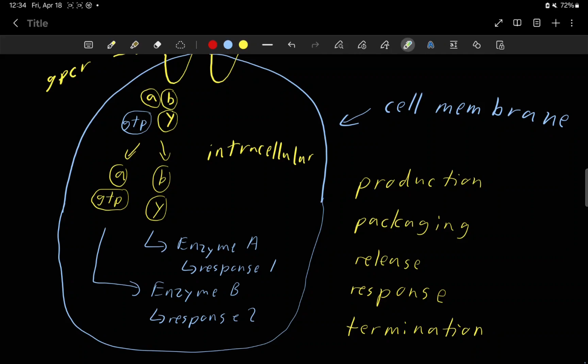Are we good? No, of course not. Because after a response comes the next step, which is termination. These responses, they can't continue forever. They need to get terminated. And let's take a look at how this can happen.